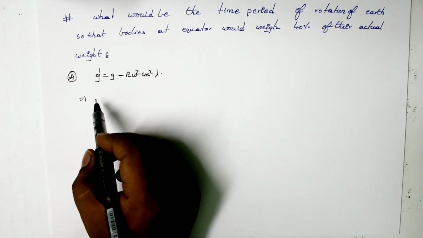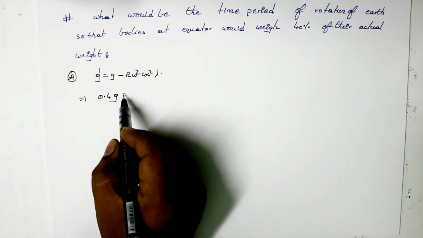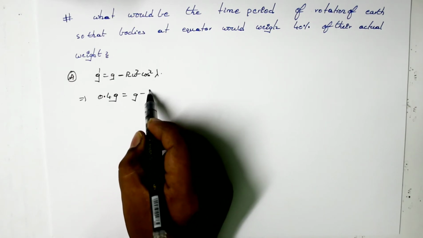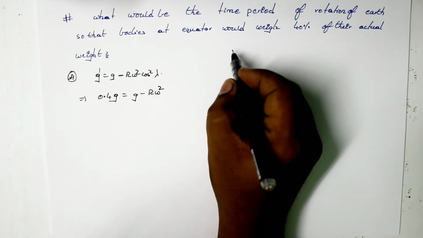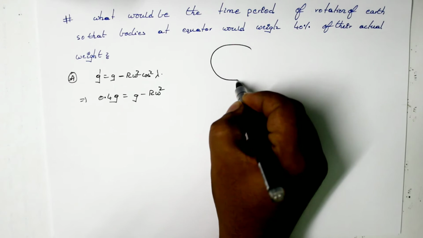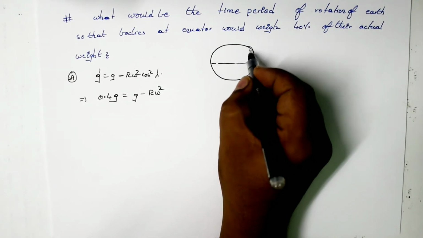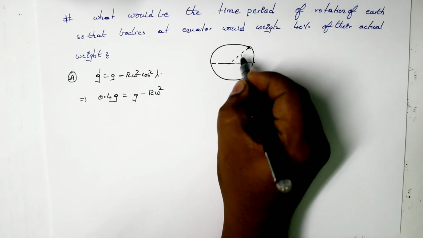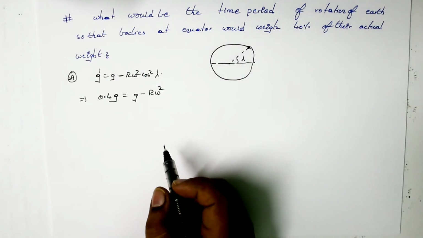So g dash is 40 by 100 into g, that is 0.4 g, which is equal to g minus r omega square into cos square lambda. Lambda is nothing but the latitude of a place, which we have already discussed. For example, this is the Earth and this is the equator. This is a point. Then this angle we call lambda, which is the latitude of the place.